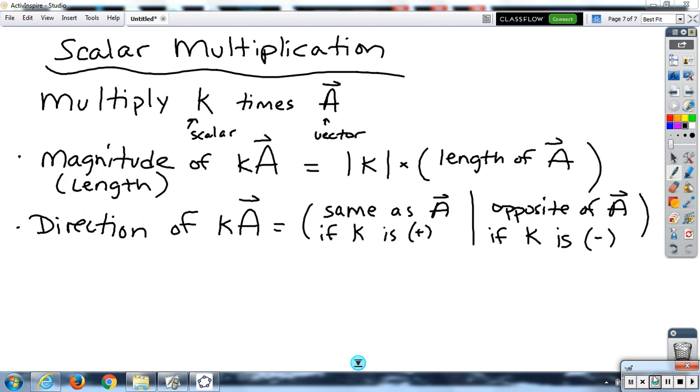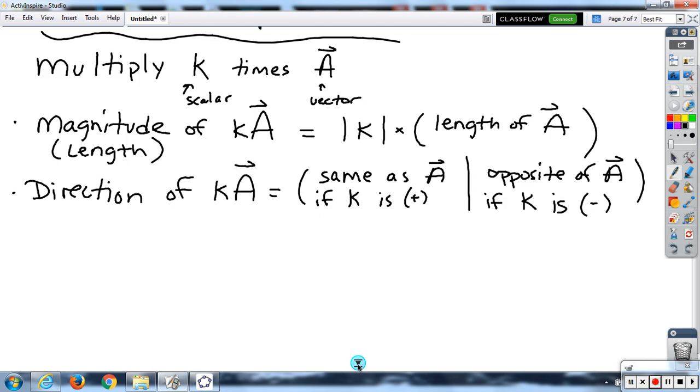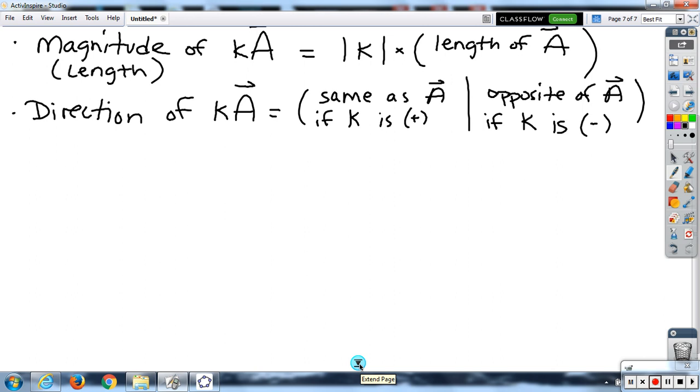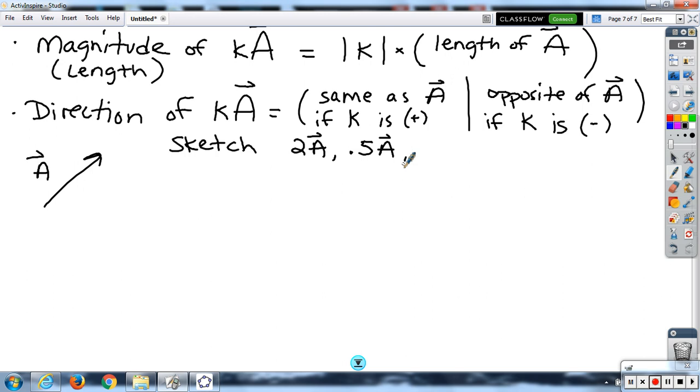So let's try an example. So here's a vector that I'll call a, and what I want you to do is sketch what the following vectors look like: 2a, 0.5a, minus a, and minus 3a. So pause the video and try this on your own first and see if you get it right.